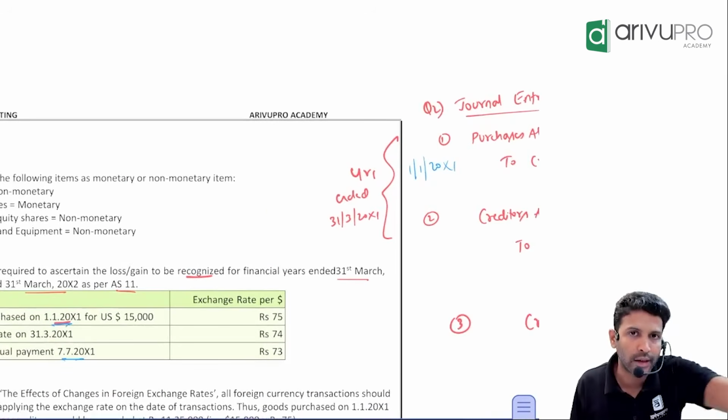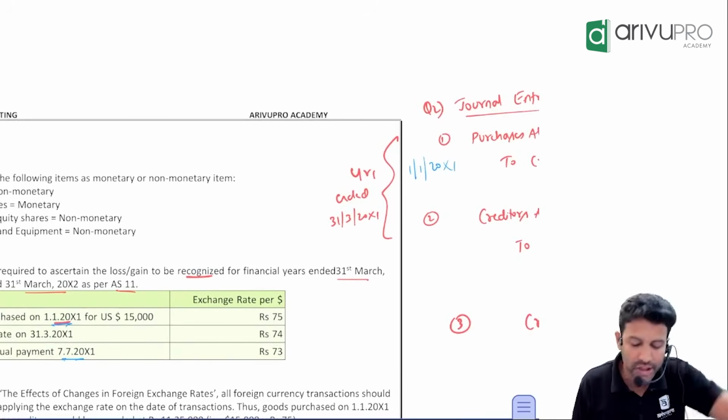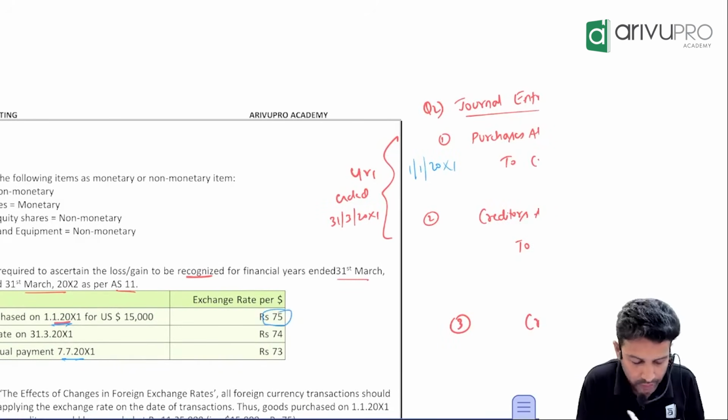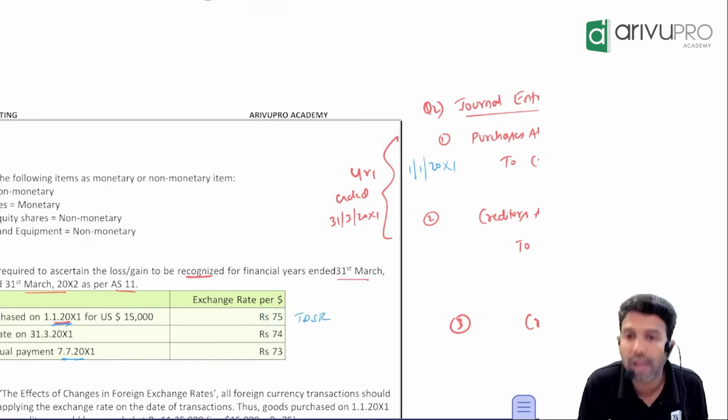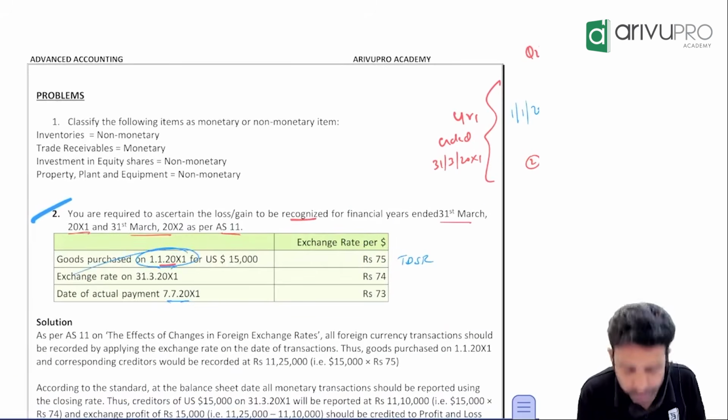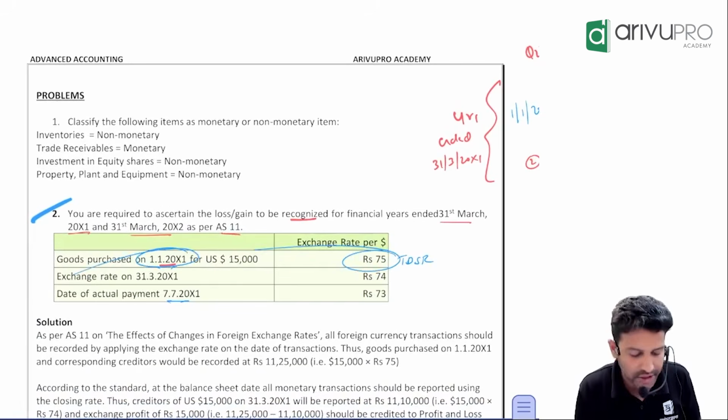Whenever you do a foreign currency transaction, whether it is monetary or non-monetary, doesn't matter. Initially, everything will get converted using the transaction date's spot rate. When did you do this transaction? 1st January. On that day, what is the exchange rate?